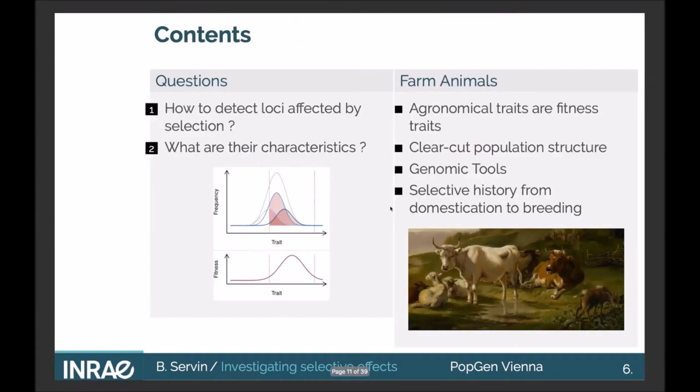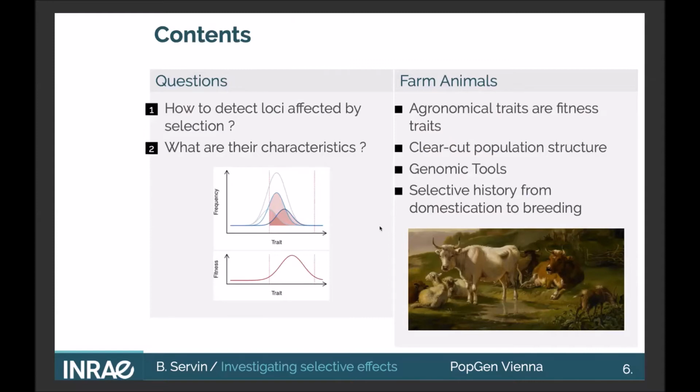So today, the main question I want to tackle is how do we detect loci affected by selection using this differentiation approach, and what can we tell from the data we've analyzed. I will be showing data from farm animals, livestock.